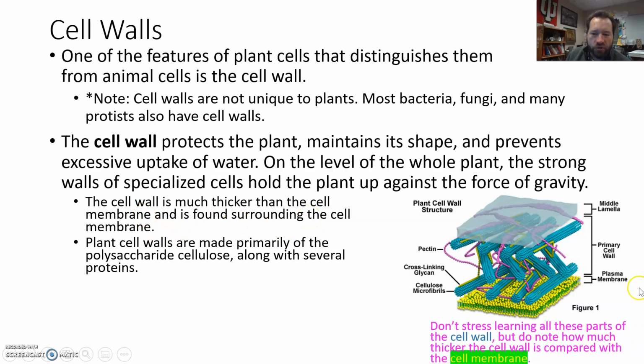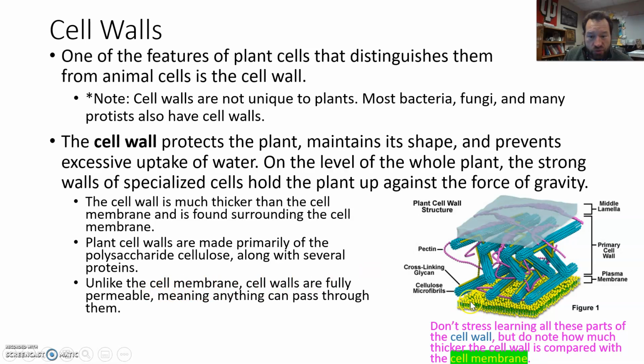So the cell wall, first thing to note, is the cell wall is much thicker than the cell membrane. And here's the cell membrane, here's the cell wall. It's significantly thicker. Mostly, plant cell walls are made up of cellulose. If you remember, our bacteria cell walls were not made up of cellulose. They were made up of a combination of proteins and other carbohydrates.